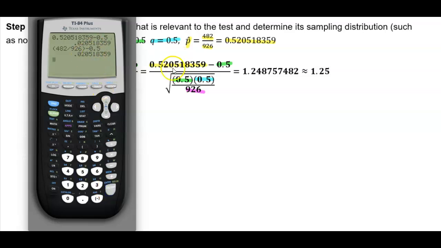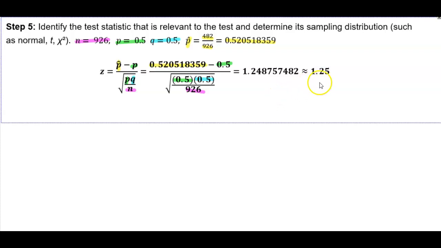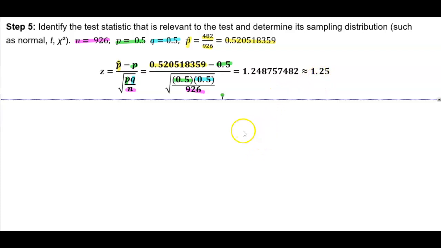Now, once we get this number in the numerator, we can divide that by the square root of 0.5 times 0.5, and then we're dividing that by parentheses, the sample size 926, and then that gives us the following, 1.248757482. Now, with the test statistic, we need to then round that to 2 decimal places. So we end up getting 1.25 for the test statistic.